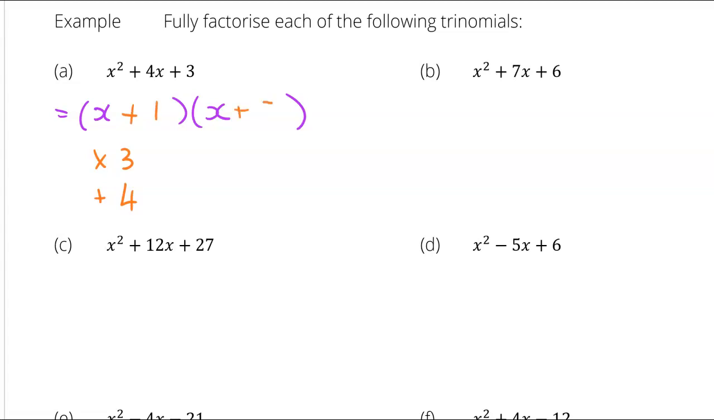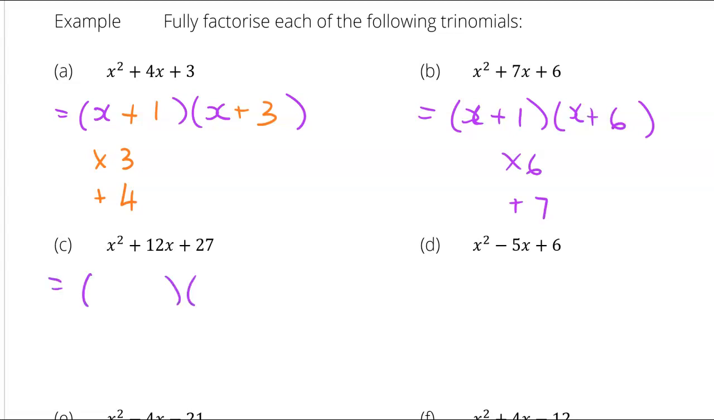1 and 3. Yeah, it doesn't matter which one you put where. Next one, two numbers that multiply to give 7 and add to give 6. What are they? I've stuffed that up, haven't I? Multiply to give 6, add to give 7. Let's try that again. And yes, it is 1 and 6, thank you. And then this one, two numbers that multiply to give 27 and add to give 12. What are they? 9 and 3, thank you.